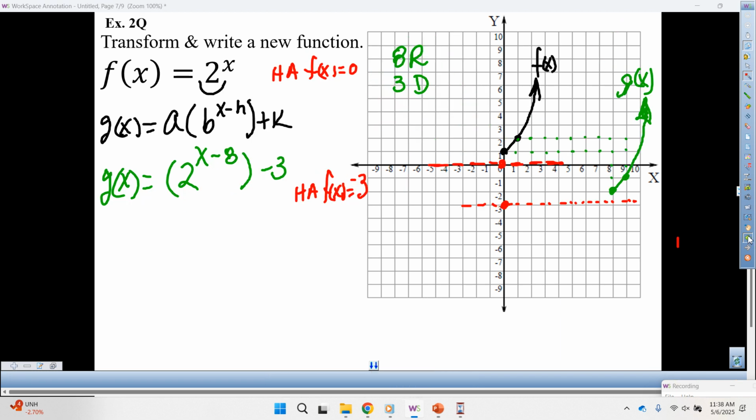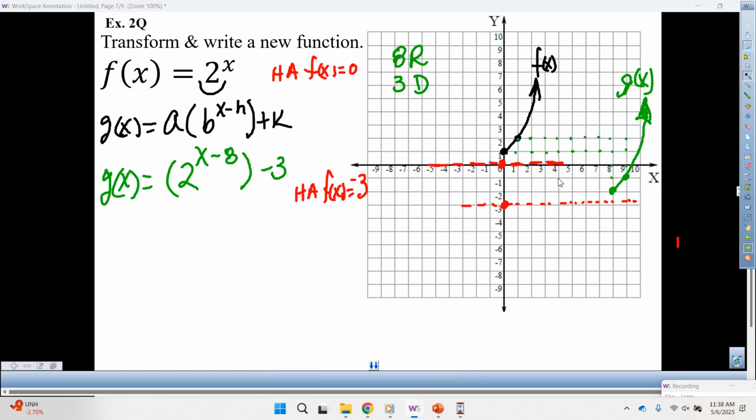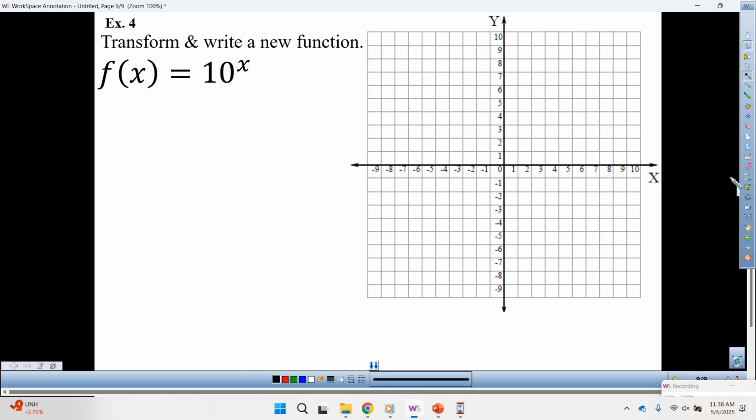On the previous ones, we said f of x, we only used 2 points, 0, 1, and 1, 2. Now, why 1, 2? 1, 2, because it's base what? 2. 1, 2, because it's base 2. So with that said, tell your neighbor what 2 points you are going to use to graph this one. What 2 points do you use to graph that one?